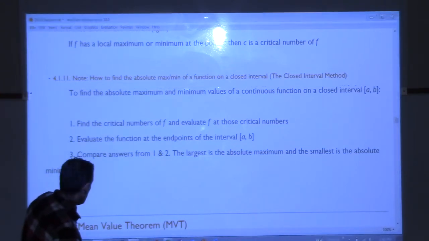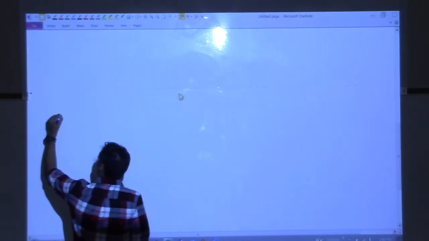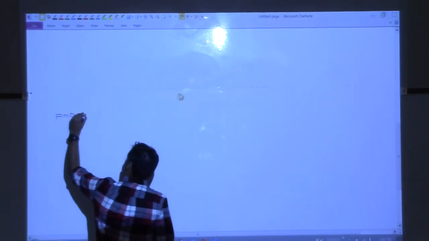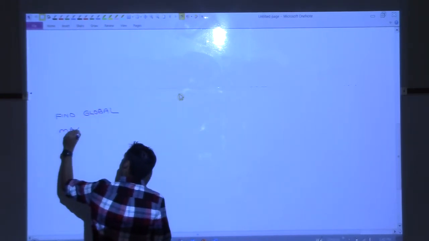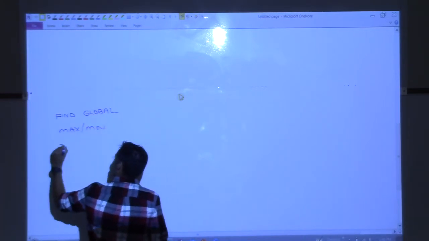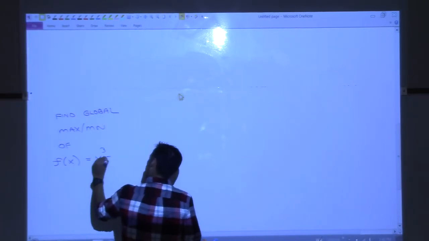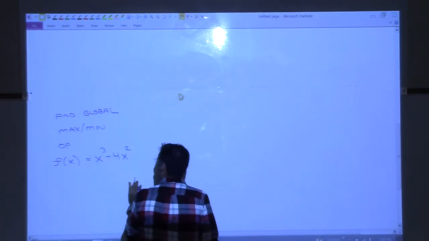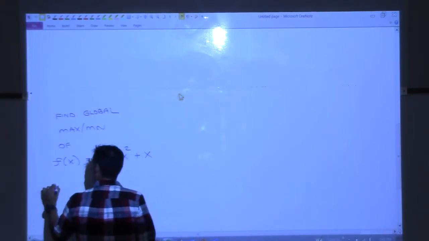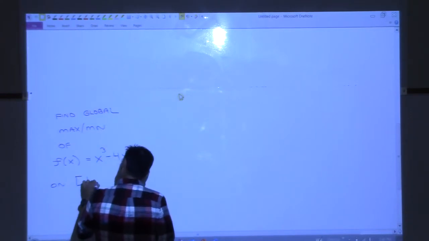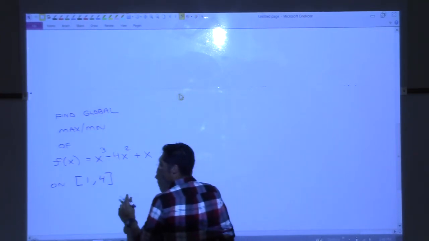So we'll start out somewhat easy. I want us to find the global max and min of f of x equals x cubed minus 4x squared plus x on the interval 1, 4.